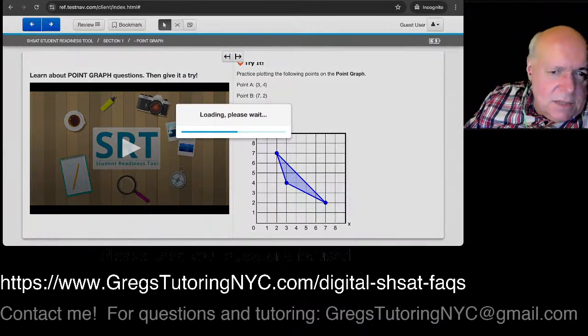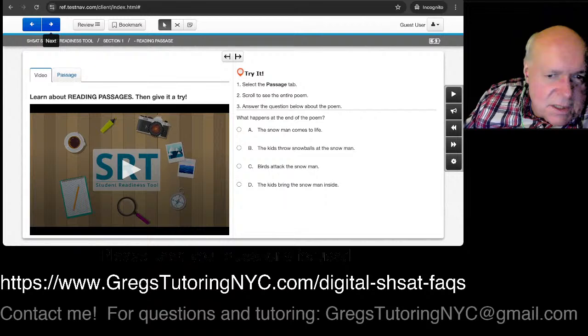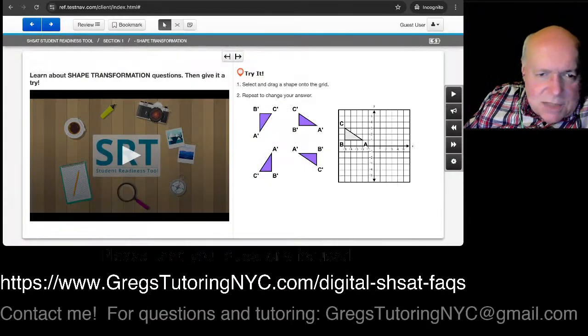Okay, the next deals with the reading passage, so I'm going to skip that for a second. This is a shape transformation. Again, they're not really telling us what the transformation is, but they're presenting a triangle ABC, and then it says select and drag a shape onto the grid. So I'm going to take this one here, drag it over here, put it anywhere, and bam.